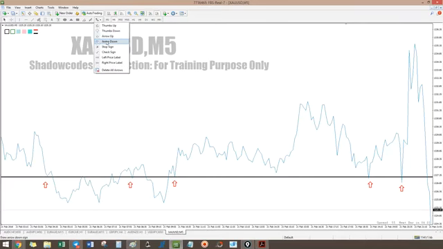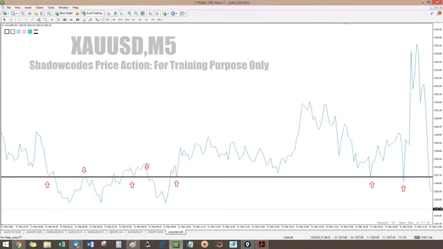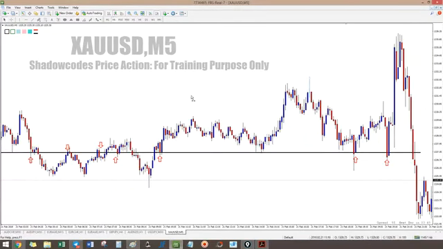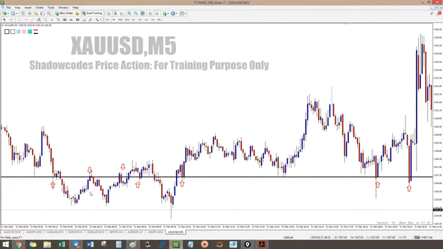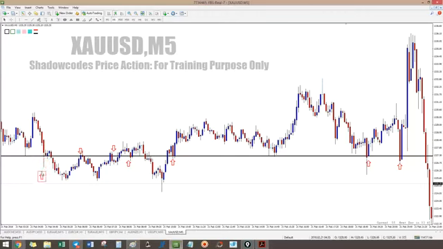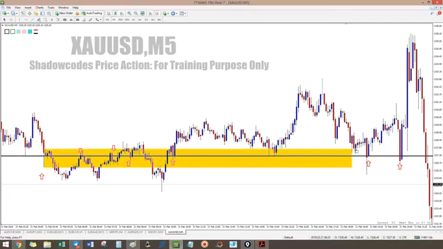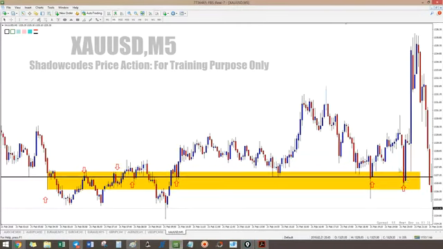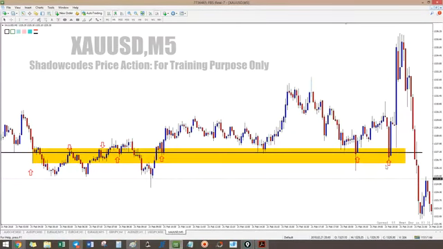From above, over here, over here. Right, so let's change it to candlestick. So let's see here. This is the highest point. So our high liquidity zone will be over here. Okay. So it's a really good place to find a trade.